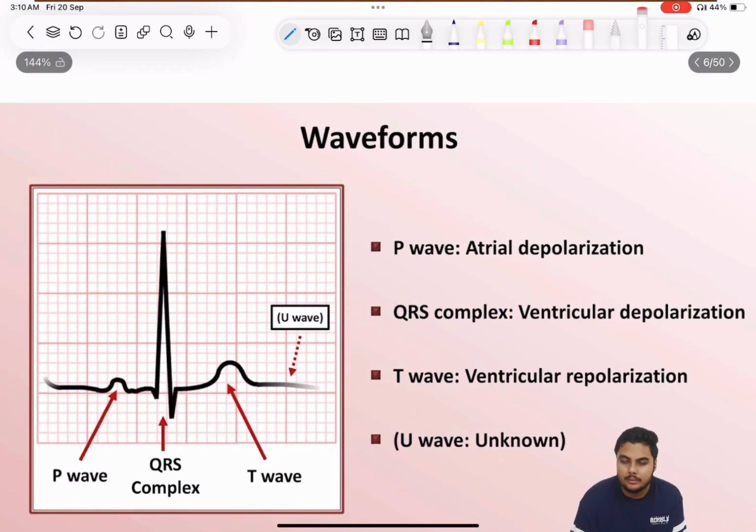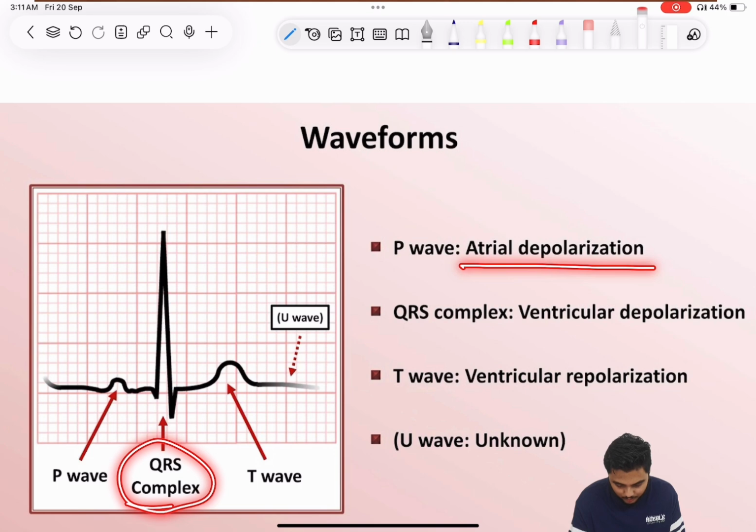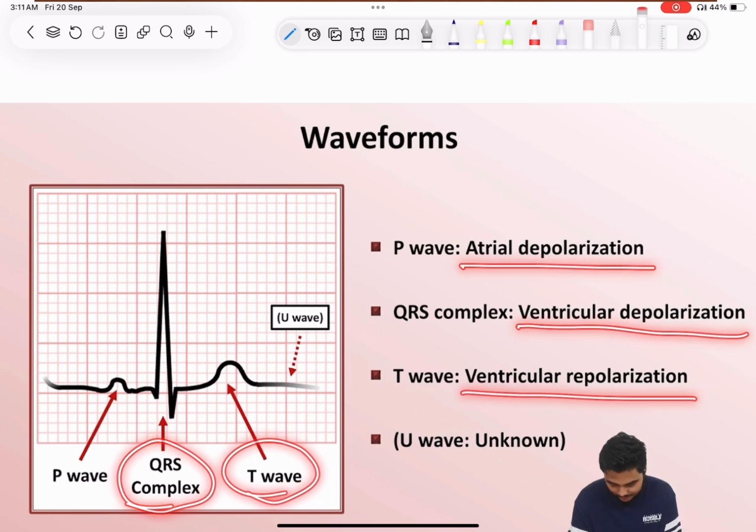I told you there are 12 leads in the ECG. Whenever an electrical impulse is generated by the heart, that electrical impulse is translated into the form of a wave, which is plotted on the ECG paper. For example, this is the electrical wave for a complete cycle of the heart, right? So P corresponds to atrial depolarization, QRS corresponds to ventricular depolarization, and T wave corresponds to ventricular repolarization.